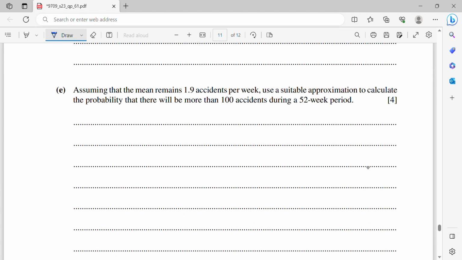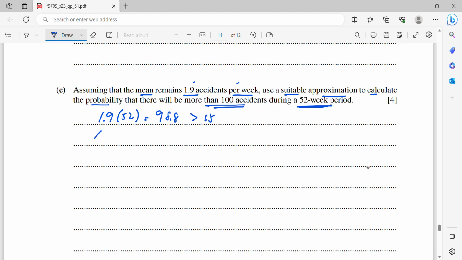Now, E, assuming that the mean remains 1.9 accidents per week, use a suitable approximation to calculate the probability that there will be more than 100 accidents during a 52-week period. So now again, for 1 week, 1.9 accidents. So now we need to find for 52 weeks, what is the mean number of accidents. So 1.9 times 52, I will get 98.8, which is greater than 15.